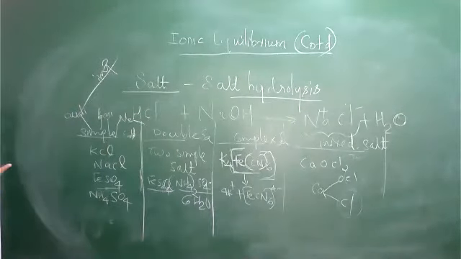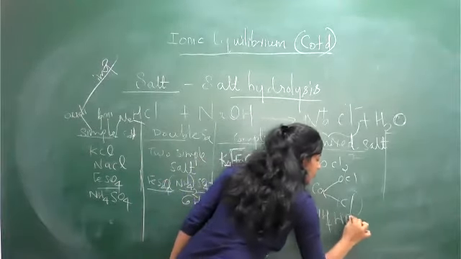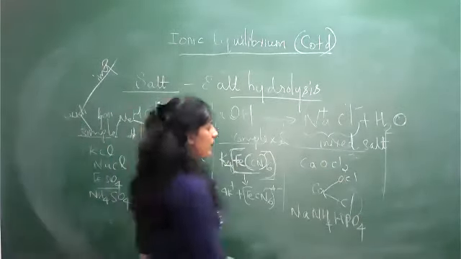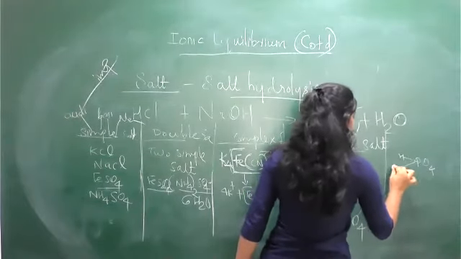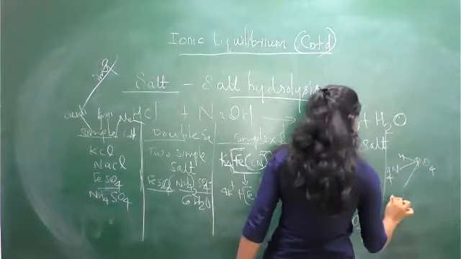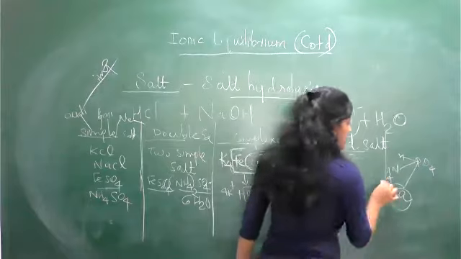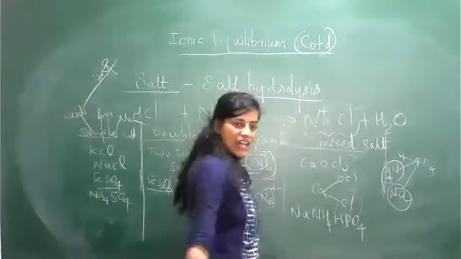Actually, this is the general viewpoint, that much only. Another example, NaNH4HPO4. This is also another salt. How is it represented? PO4 is at the center, then H, NH4, then Na. Here there are 2 cations: Na plus is a cation and NH4 plus is also a cation. At a time 2 cations are possible. Here Cl minus is an anion.